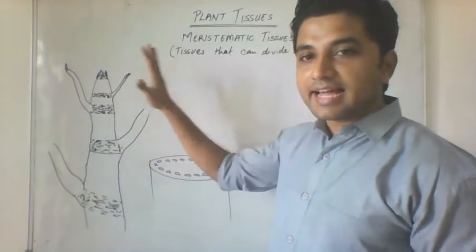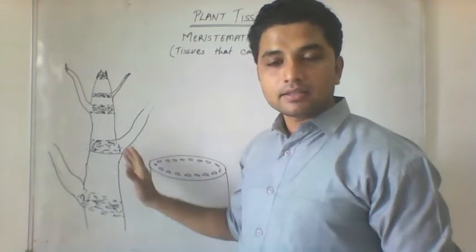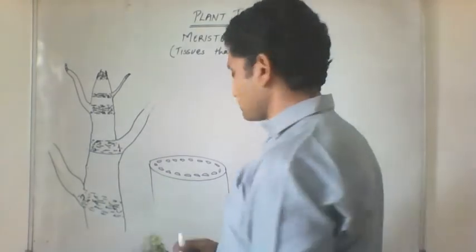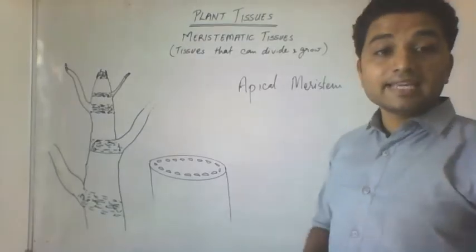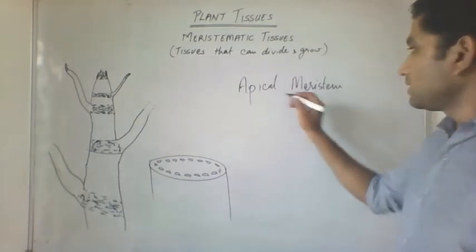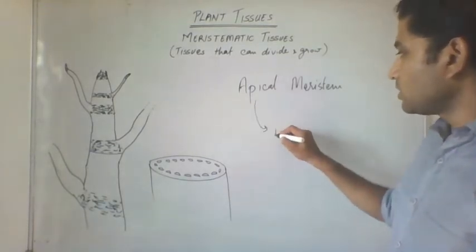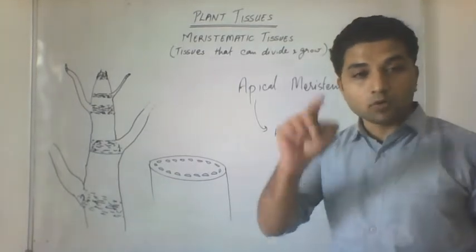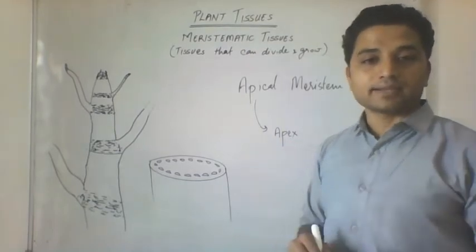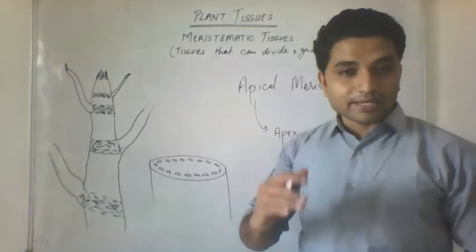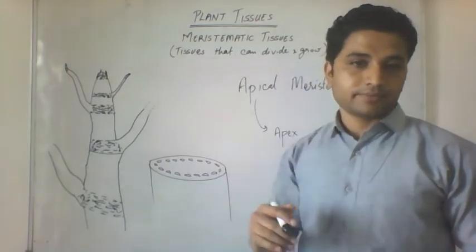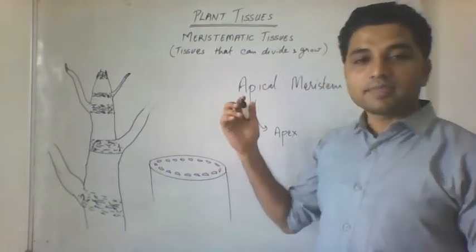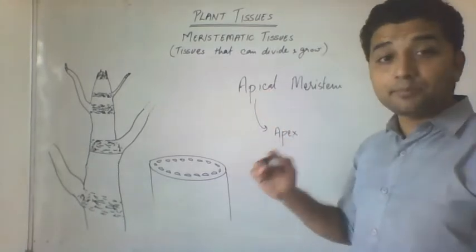So here in this diagram I have tried to explain the different types of meristematic tissues present in plants. Okay, the first type of meristematic tissues is known as the apical meristem. The word apical comes from the word apex. You know what is apex? Go into the dictionary, pause the video and look for apex. Apex, if you found out, is the tip. Apex is the topmost point. Okay, so from the word apex, we derive the word apical meristem.